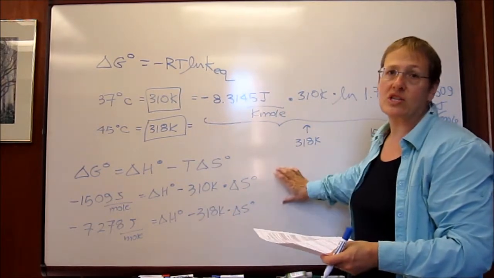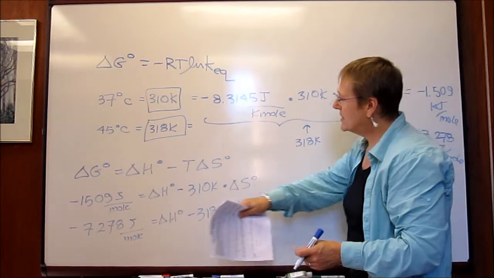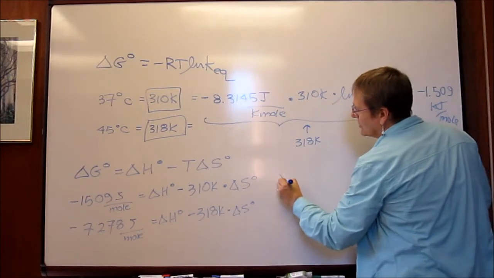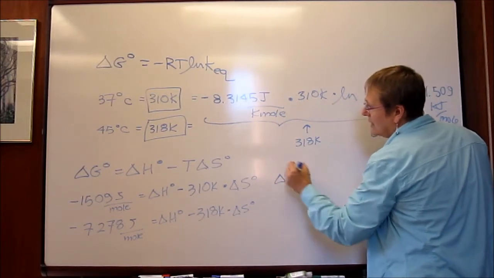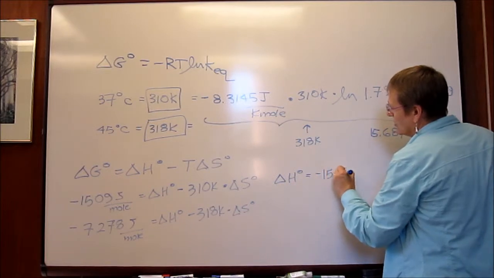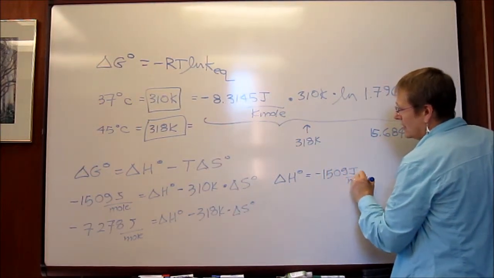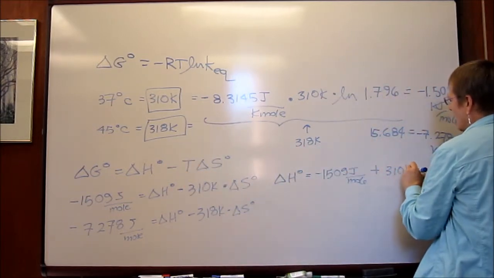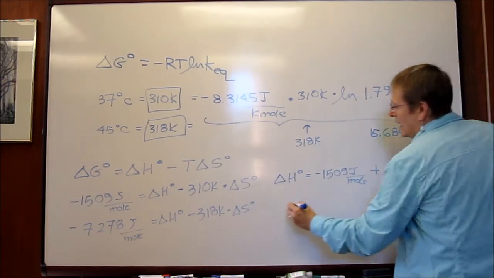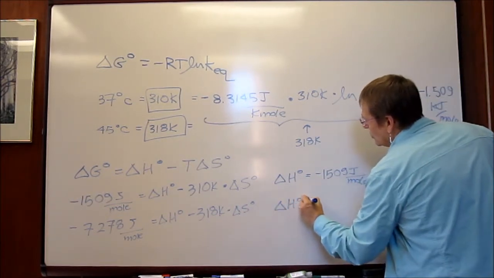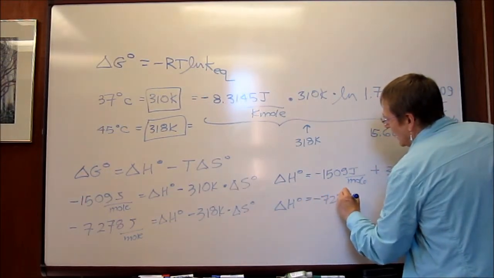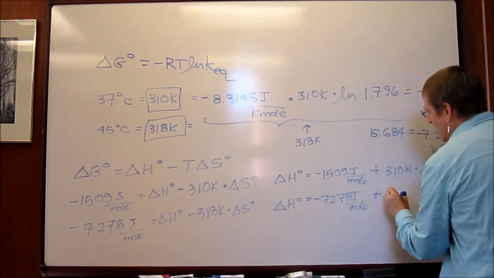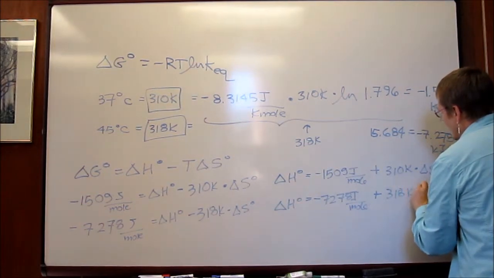Now what we have is 2 equations and 2 unknowns. The way my brain deals with this is to solve for delta H naught. So I would rearrange this, and I'll actually write out the steps. I'd say delta H naught here is equal to negative 1509 joules per mole plus, because I'm putting that stuff on the other side, 310 Kelvin times delta S naught. And here delta H naught is equal to negative 7.278 joules per mole plus 318 Kelvin times delta S naught.